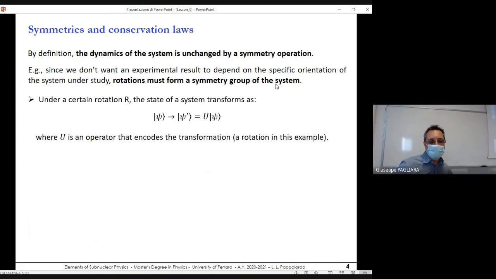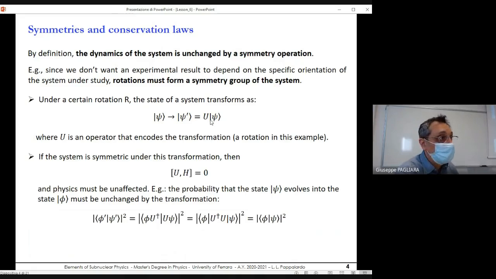Now let's try to introduce some formalism. Under a certain rotation R, the state of the system transforms from psi to psi prime, which you can get from psi after applying some operator U, which encodes the transformation, for instance the rotation in this case.